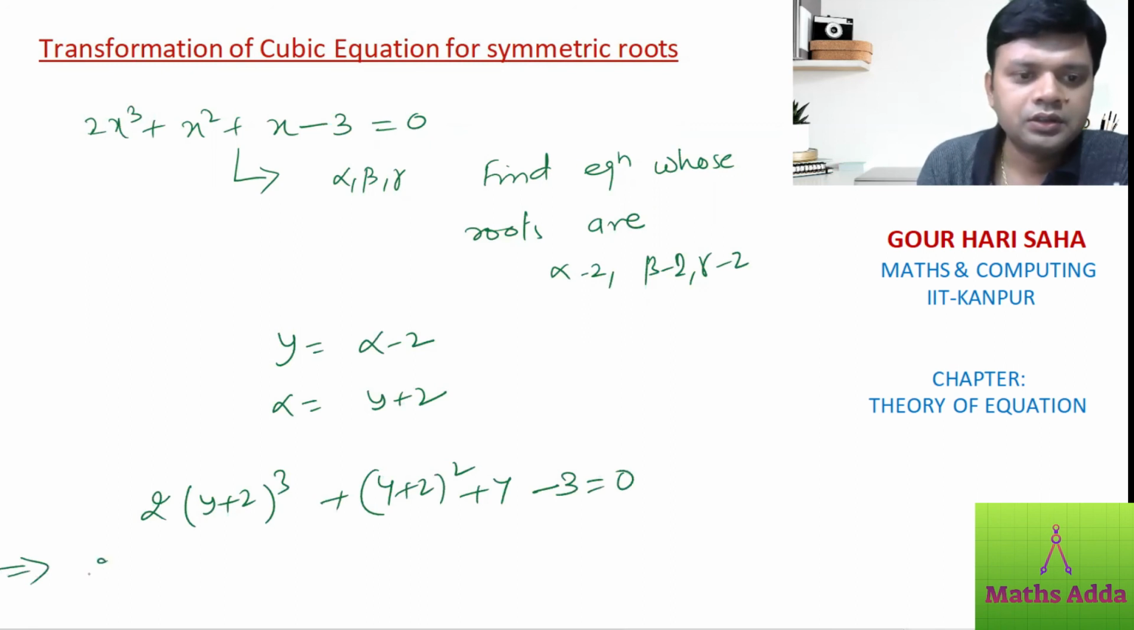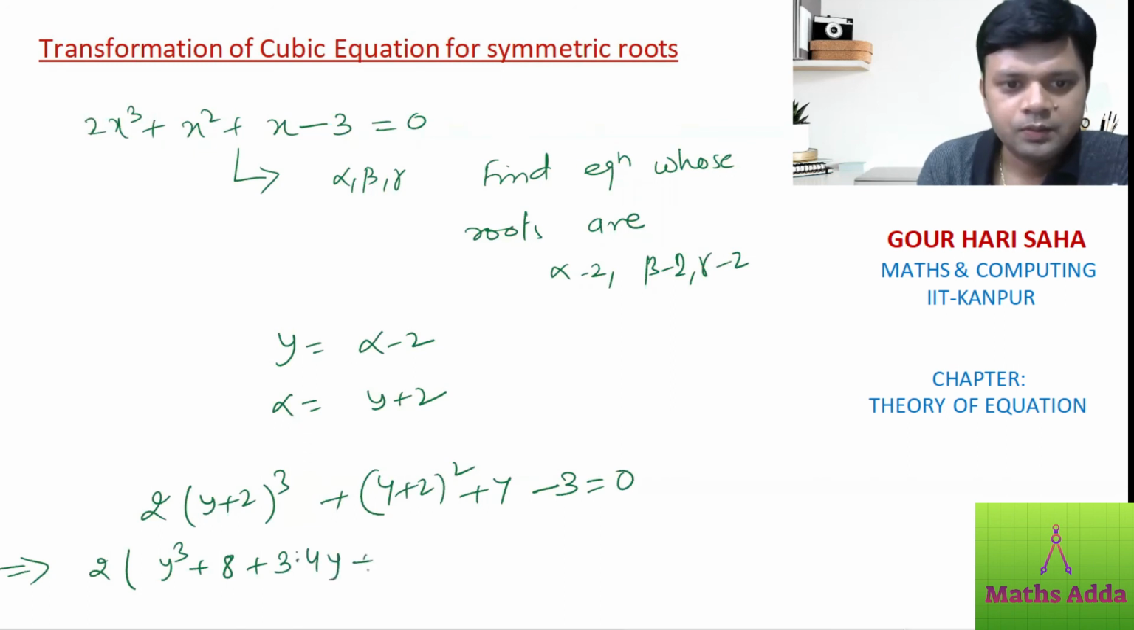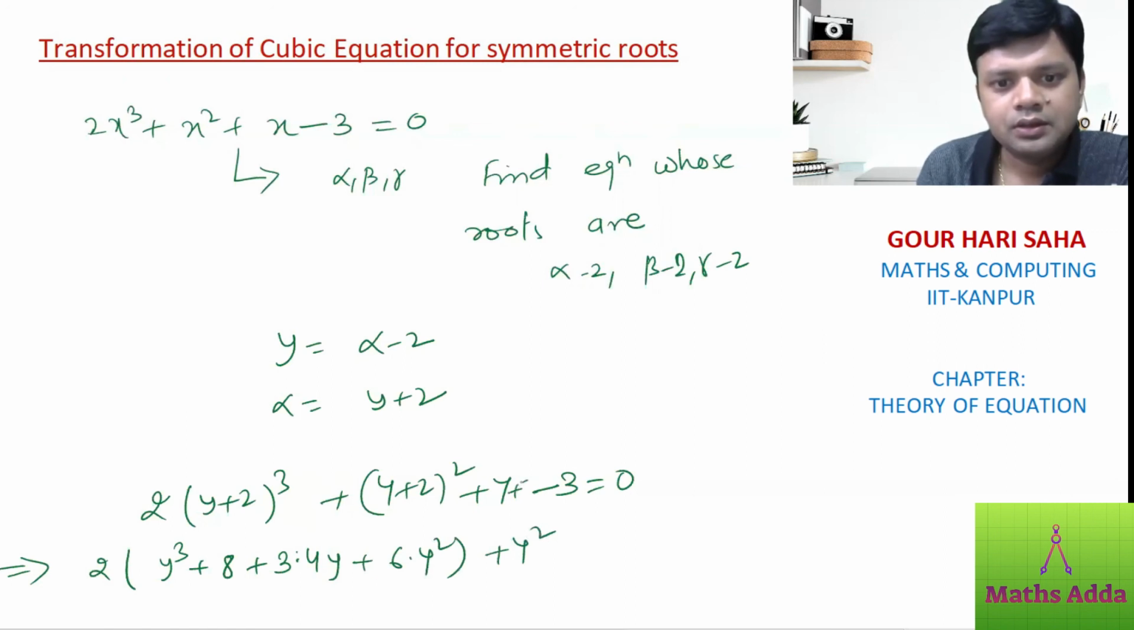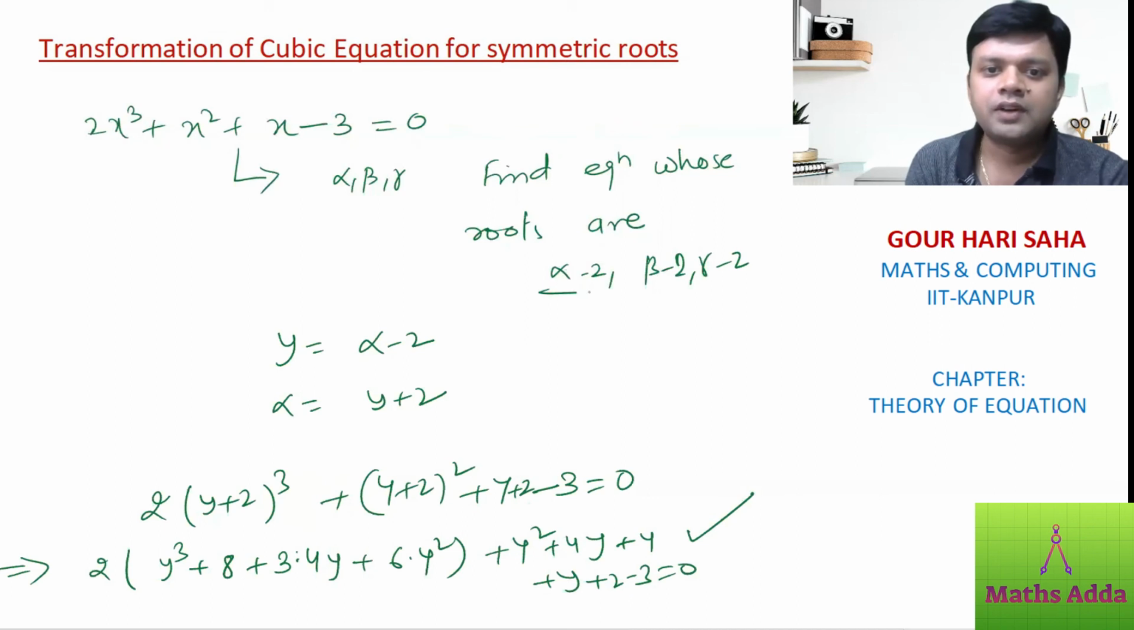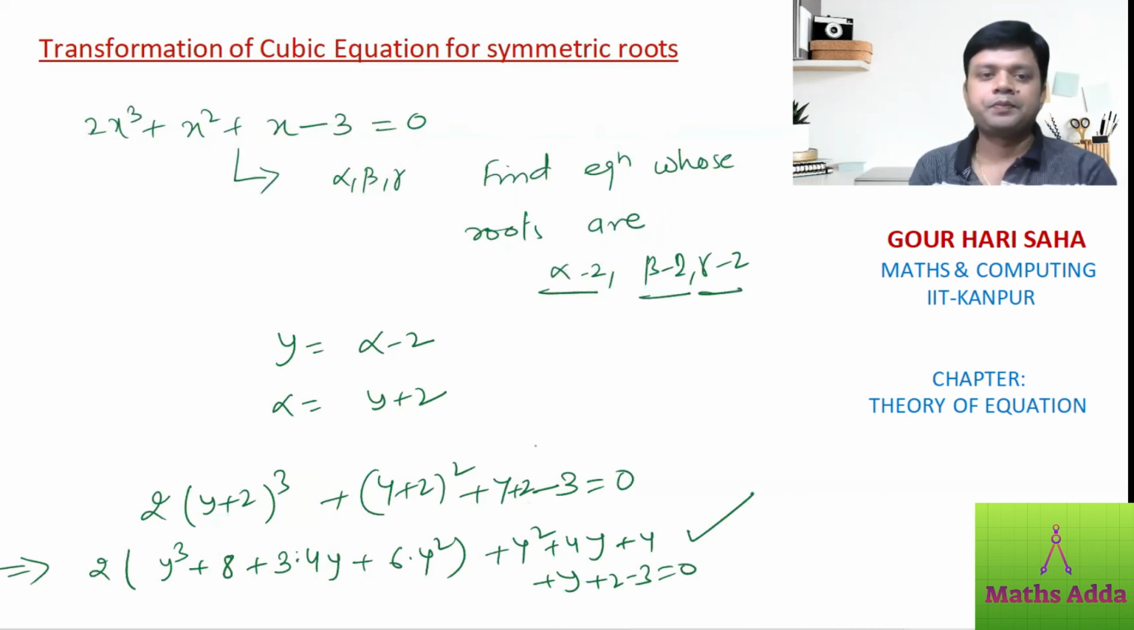So it is 2 times y cube plus 6y square plus 12y plus 8, using the cube expansion a cube plus b cube plus 3ab square, then y square plus 4y plus 4 plus y plus 2 minus 3 equal to 0. You simplify it and you will get the cubic equation. That cubic equation will have roots alpha minus 2, beta minus 2, gamma minus 2. That is transformation of cubic equation for symmetric roots.